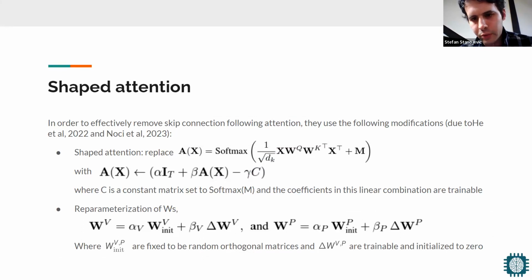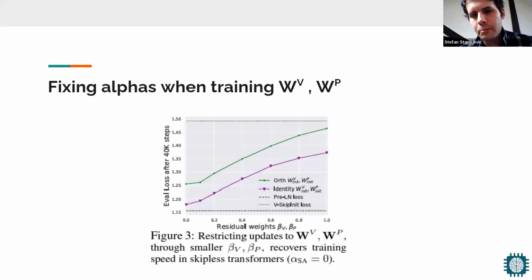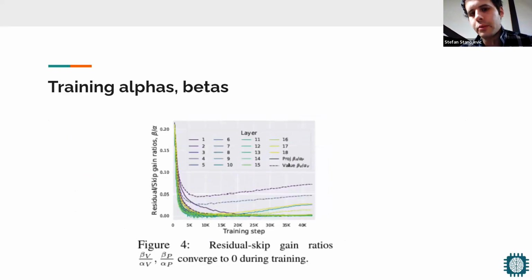So if we do this kind of parameterization, and then we look at what is beta versus alpha, basically their point is that beta wants to be small compared to alpha. And you can see here, if we vary beta, then loss will be smallest when beta is 0. And similarly here, if you let beta be trainable, then beta over alpha wants to be 0, both for V and P.